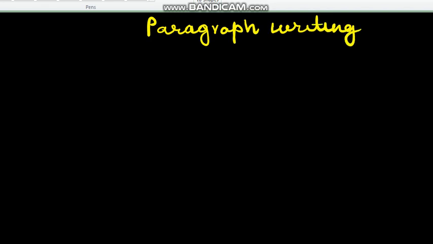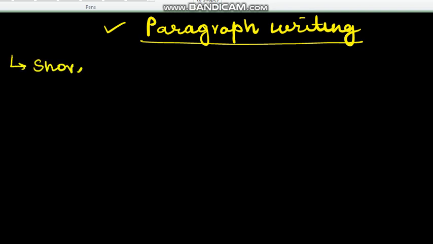Now let us come to our fourth topic, the next topic for today, that is paragraph writing. Now as the name suggests, what do you mean by paragraph writing? Paragraph writing is basically a short composition of something in a brief way. So it is actually a short composition. Now if I talk about what the length should be: not more than 200 words.